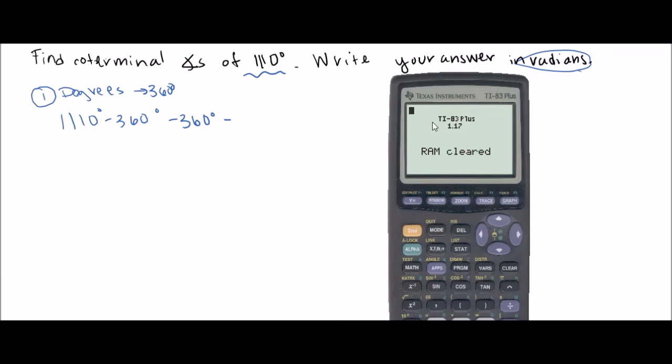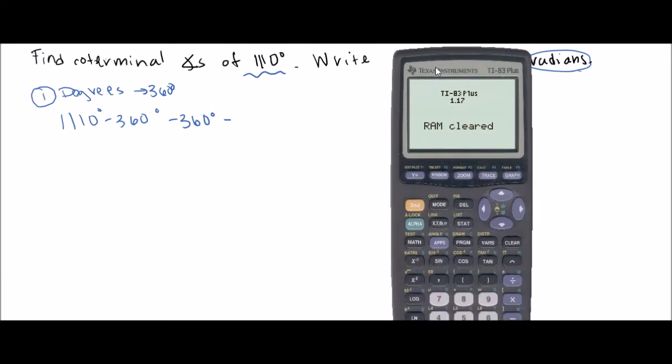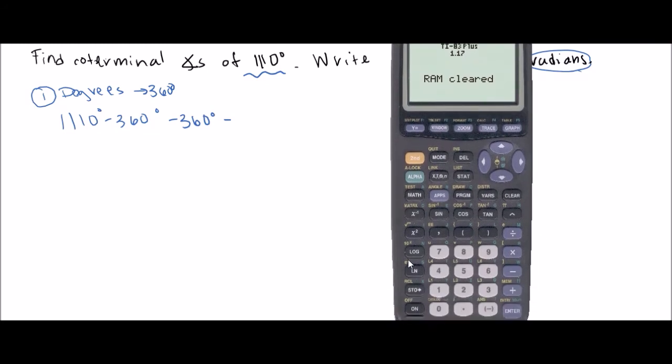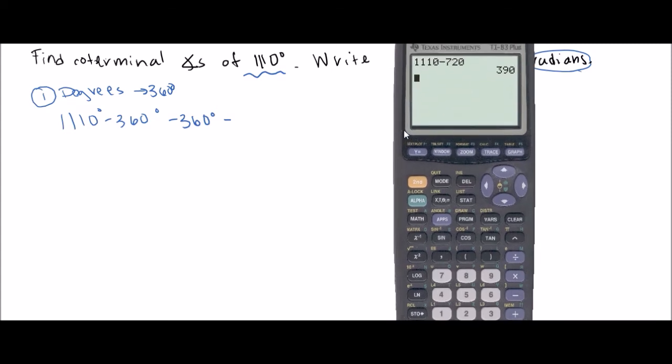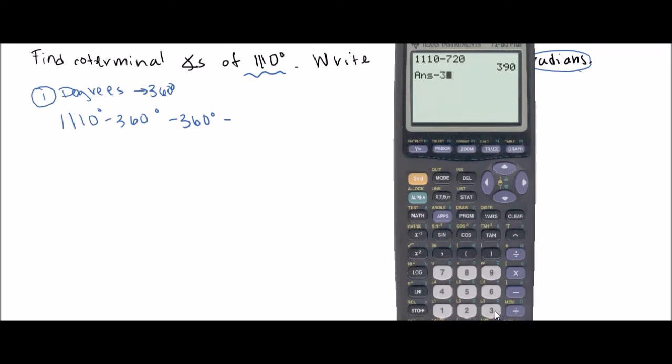I don't really know what 1110 minus 720 is off the top of my head, so I'm going to use my calculator. 1110 minus 720. In a case like this, if you already know you're going to use multiples of 360, you could do that in your head to save yourself a step on the calculator. So we get 390, so I think I'm going to subtract 360 again.